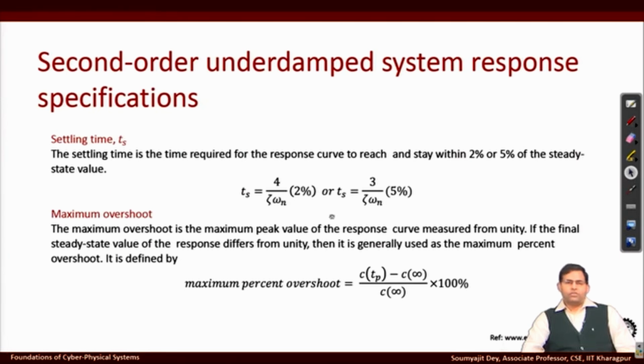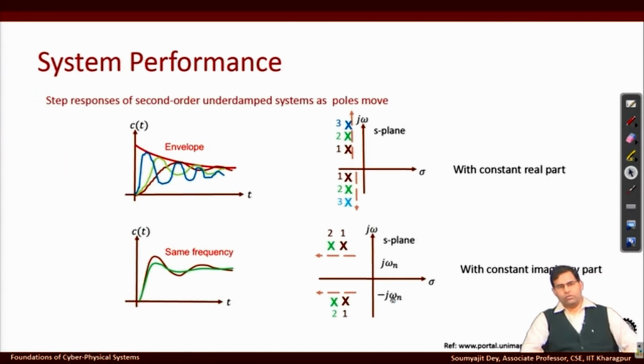And similarly, you can also calculate the maximum overshoot, which is the maximum peak value of the response, the amount by which you cross over from the unit value, which is the target reference here. Now, if the final steady state value, which was unity in this case, differs from unity, then it is generally the maximum percentage overshoot. If it is unity, then you don't have anything in the denominator, but otherwise you can just calculate the maximum percentage overshoot using this formula.